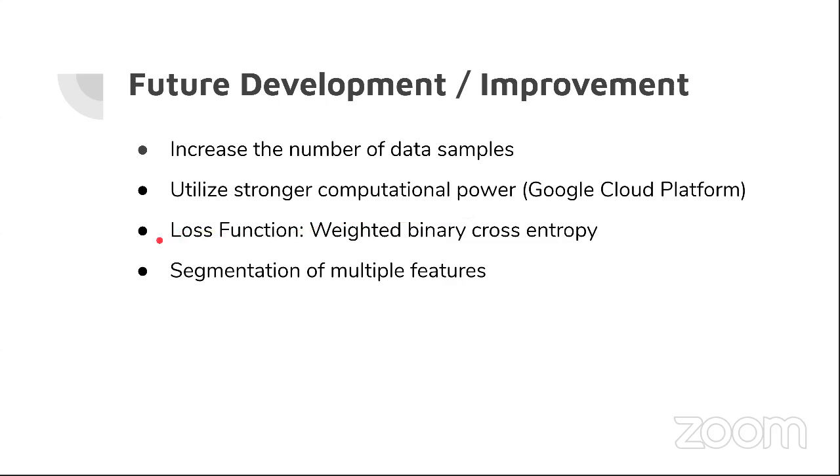Also, we wanted to try a loss function which is a weighted binary cross entropy, which would basically add a heavy penalty for predicting zeros. And so the future work of this project will be to segment out multiple features from the brain's MRI scan. For this project, we just did the ventricles, but future work will include a larger number of samples and segmenting out multiple features. So yeah, these are the references.